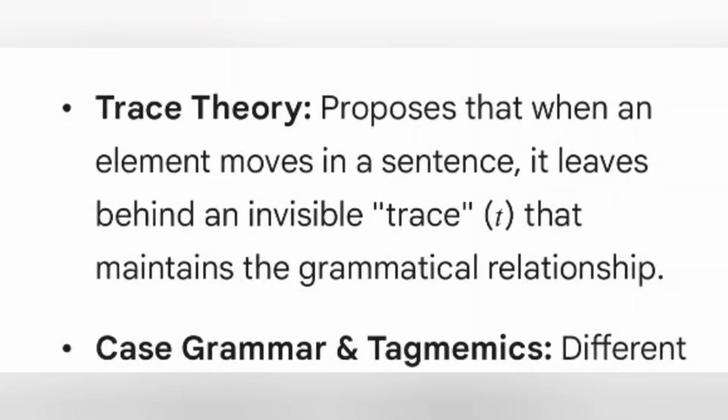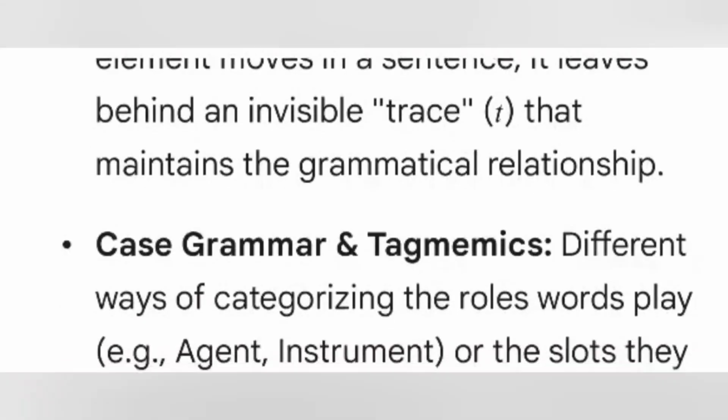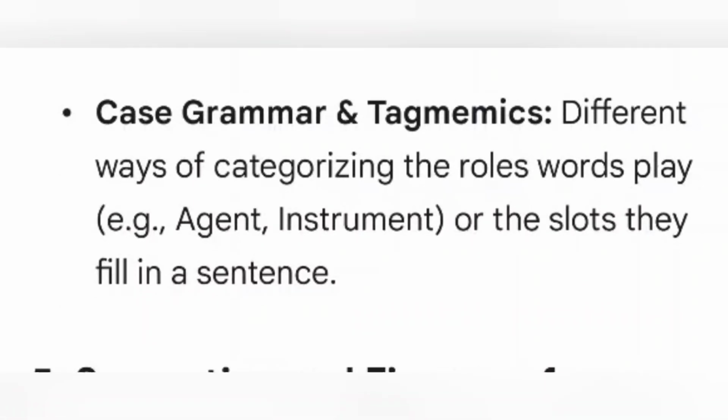Then trace theory. It proposes that when an element moves in a sentence, it leaves behind an invisible trace that maintains a grammatical relationship. Then case grammar and tagmemes. Different ways of categorizing the roles words play, for example, agent, instrument, or the slots they fill in a sentence.